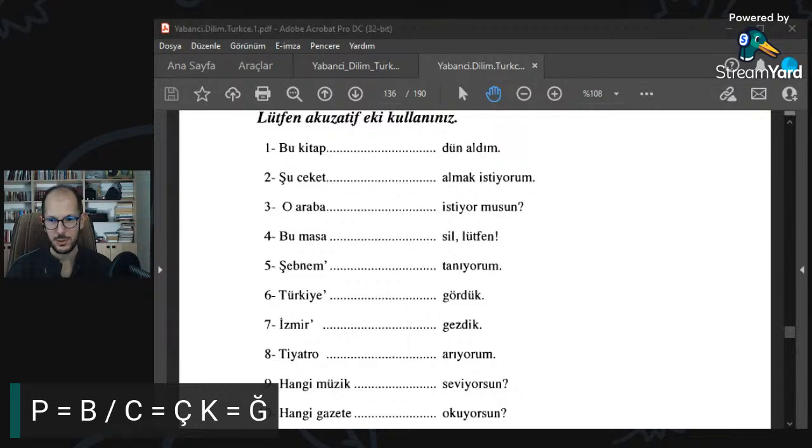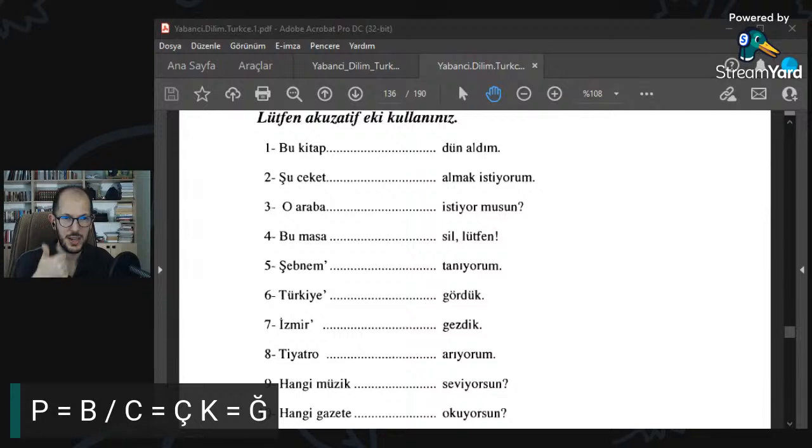Okay, so number two. Şu ceket. So şu ceketi almak istiyorum. So there's no sound changing here. We just have to focus on vowel harmony. So ceket ends in the front vowel e. So according to the case marker for the accusative case, the closest sound for the e sound, the front unrounded sound, is the i sound. So şu ceketi almak istiyorum. It means I want to buy this or that jacket.